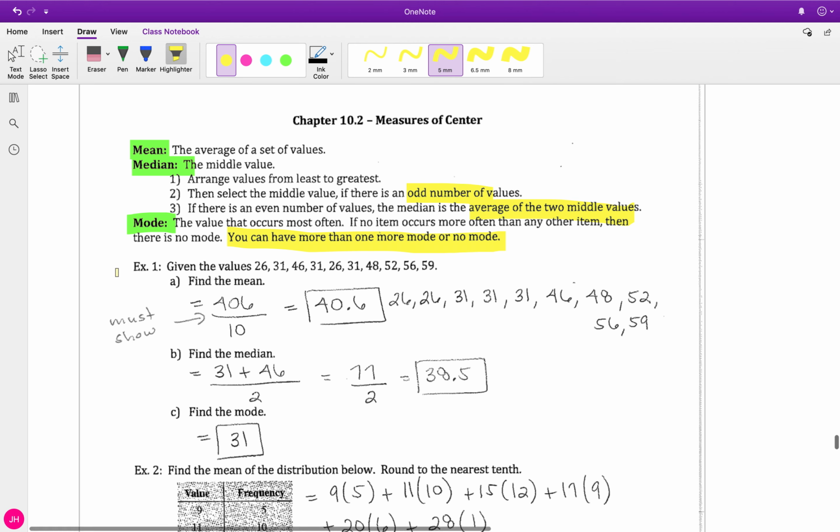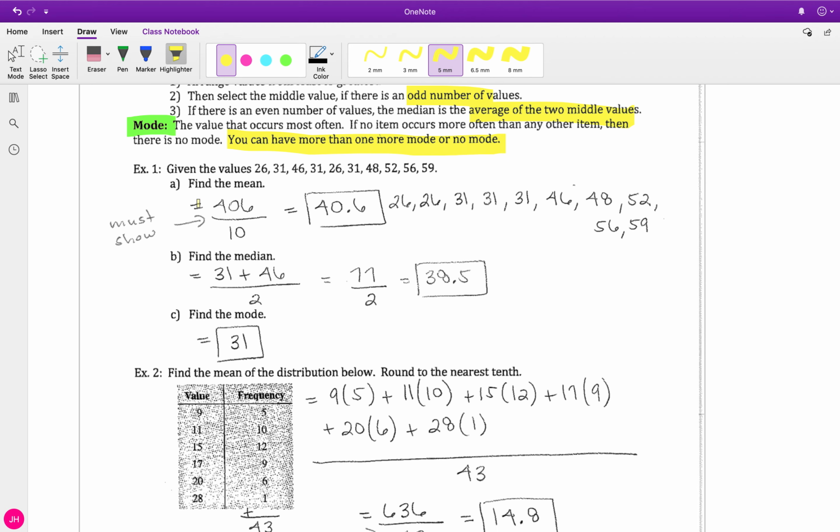So I'm going to do an example down here. First, we're going to find the mean of these numbers right here. So I added them all up: 26 plus 31 plus 46 plus 31 plus 26 plus 31 plus 48 plus 52 plus 56 plus 59. I typed that in my calculator. It gave me 406. And there are 1, 2, 3, 4, 5, 6, 7, 8, 9, 10 numbers. So I divided by 10.